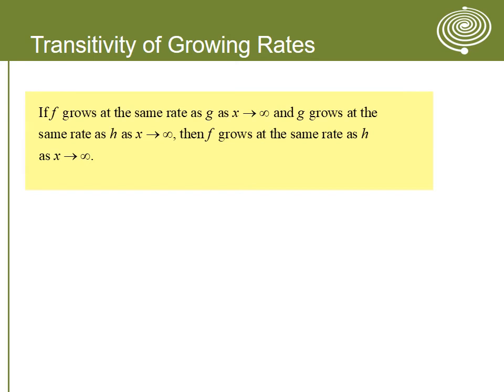Transitivity of growth rates. If f of x grows at the same rate as g of x as x goes to infinity, and g of x grows at the same rate as h of x as x goes to infinity, then we can say that f grows at the same rate as h of x as x goes to infinity.